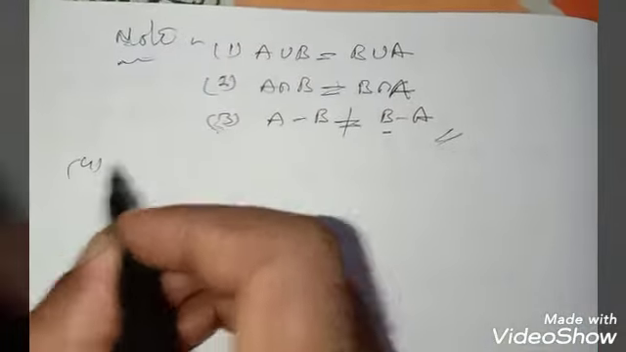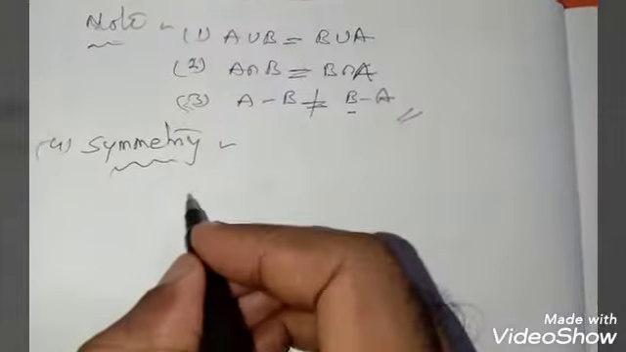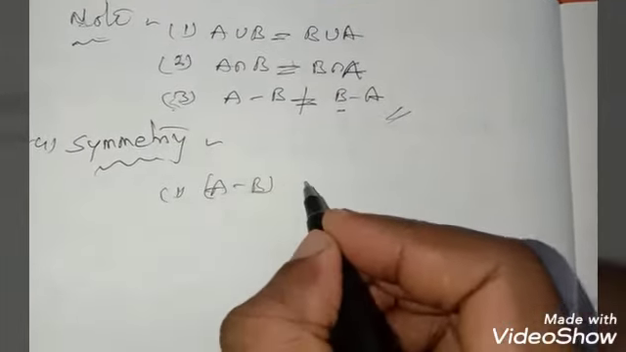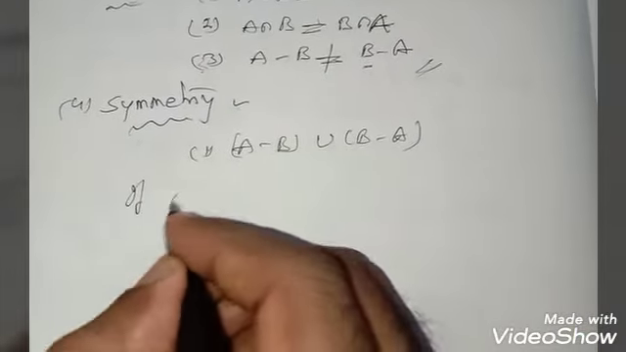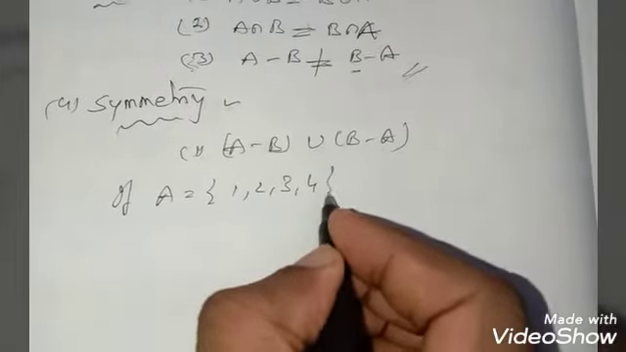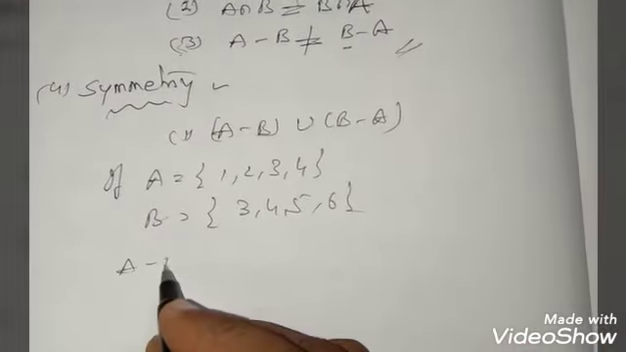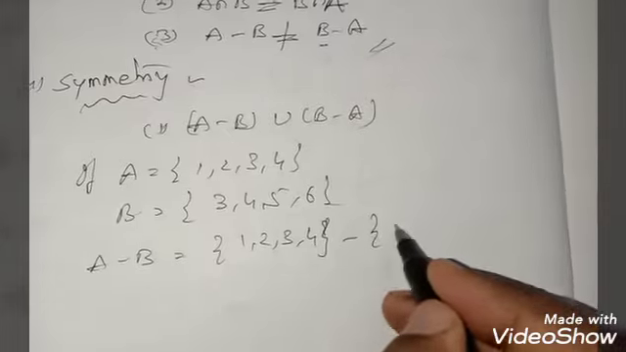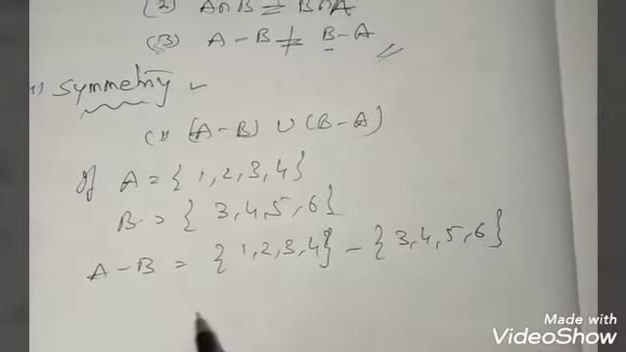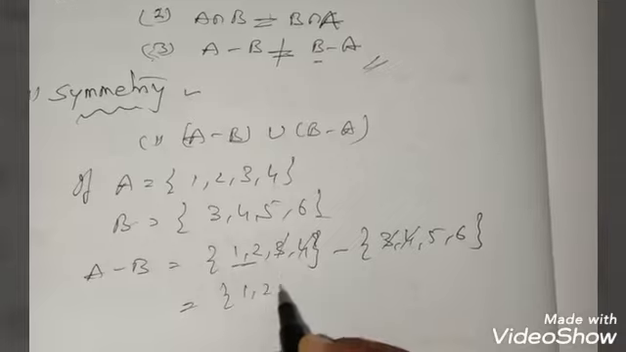Next, coming to the fourth one, that is symmetric difference. For this we have a formula, that is A minus B union B minus A. Now based on this, we will solve some problems here. If A is equal to {1, 2, 3, 4} and B is equal to {3, 4, 5, 6}, right? Now first you find A minus B. So A minus B is {1, 2, 3, 4} minus {3, 4, 5, 6}. So what is the answer here? The common terms will get cancelled and whatever the elements left in the first set will be the answer, that is {1, 2}.